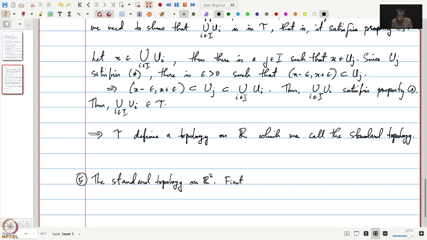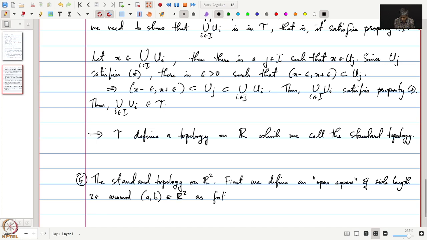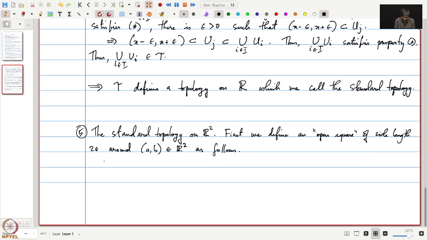So, just the way we have intervals, we first define an open square of side length 2 epsilon around a point (a, b) in R^2 as follows. We will call this S_epsilon(a, b). This is defined to be those points (x, y) in R^2 such that the absolute value of x minus a is less than epsilon, and the absolute value of y minus b is less than epsilon.